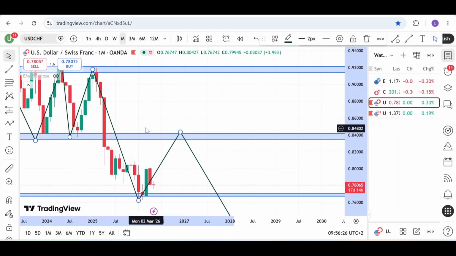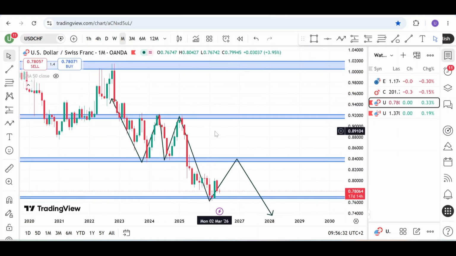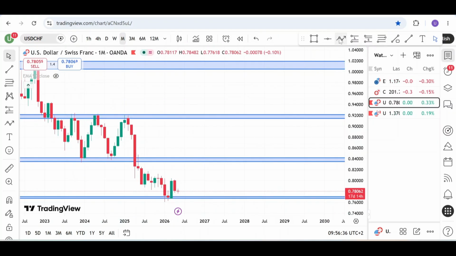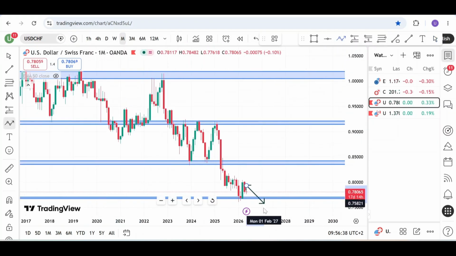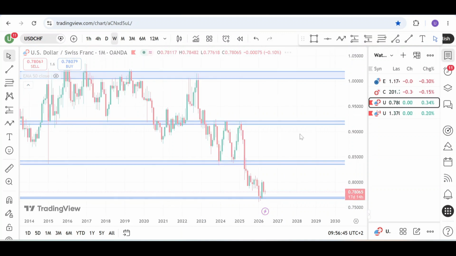We are not sure if the buyers can return in order to retest here on this 3-month resistance, and if the sellers are strong enough to keep pushing down the price, we are not sure of that. So let's go to the weekly time frame to see what's going on currently.